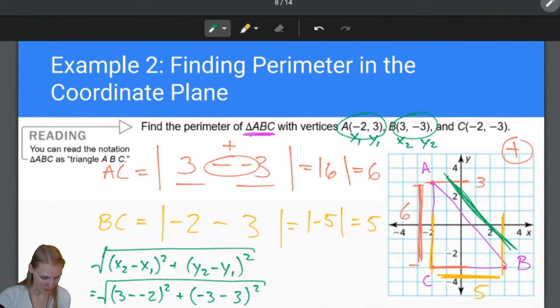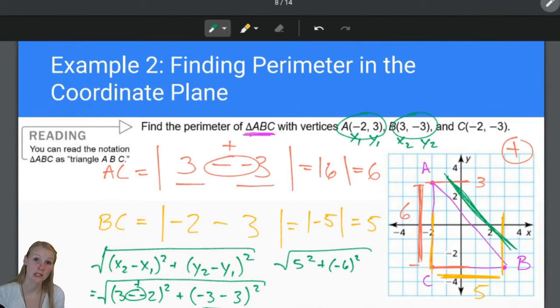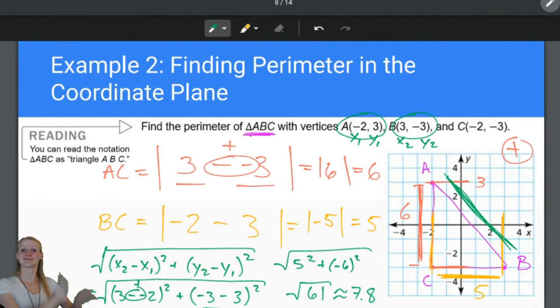Beautiful. 3 minus -2, so this is 5 squared plus -6 squared, and the square root of all of that. Ooh, 5 squared is 25, plus -6 squared is 36. So we have the square root of 61. I don't know what the square root of 61 is, so I will find an approximate answer of 7.8. 7.81, but we'll just round. Okay! Beautiful. Am I done?